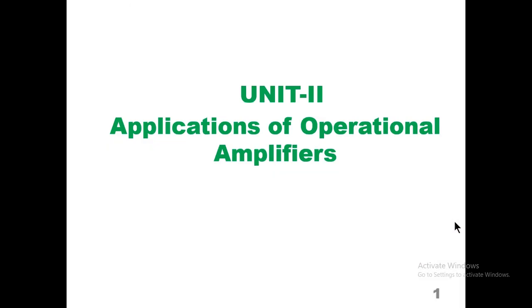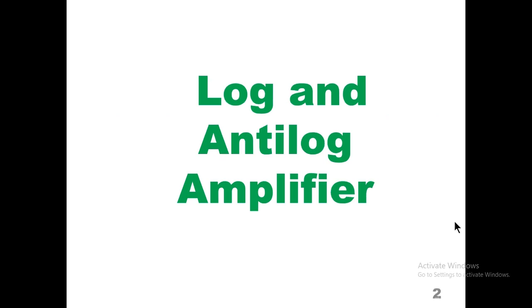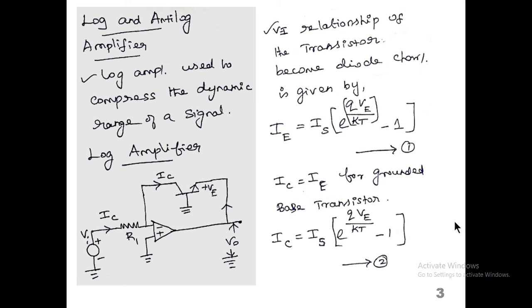Let's see the applications of operational amplifiers. In that, we are going to see the log and anti-log amplifier. Generally, the log and anti-log amplifier is used to do the mathematical functions log and anti-log. The logarithmic amplifier is used to compress the dynamic range of the signal.